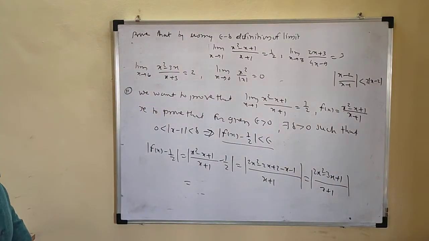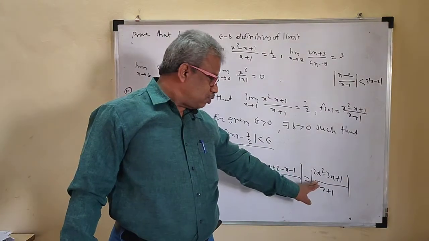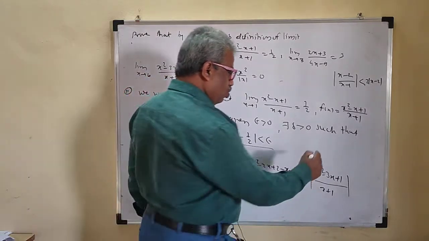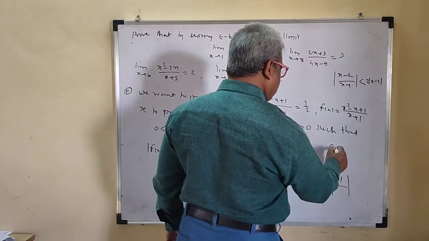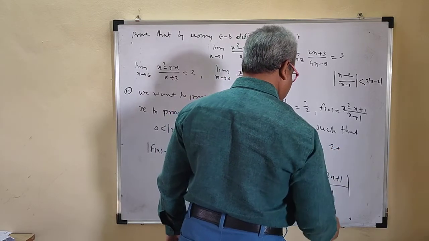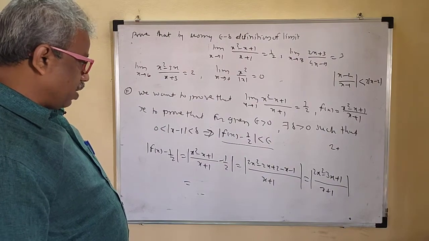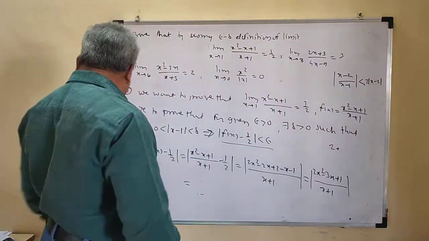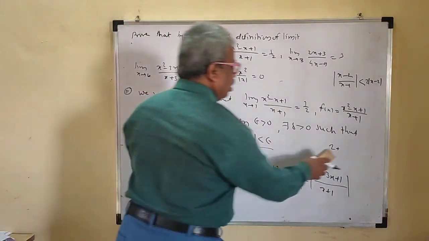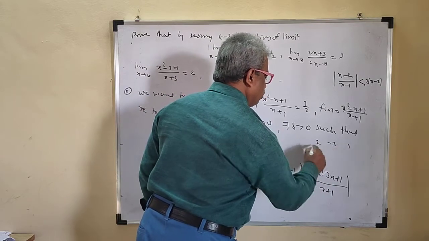I want x − 1 as a factor. If you put x equal to 1 here, it is 0. That means it is a factor. You have to find the second factor. Easily you can find the second factor by the synthetic division method.